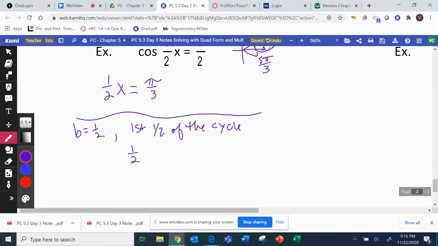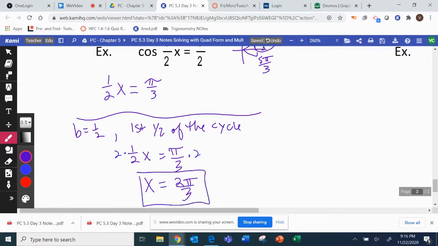So 1/2 x equals pi over 3. And this is the only number that I have. So to get the actual x, multiply both sides by 2, and I get 2 pi over 3. That should be the only answer.